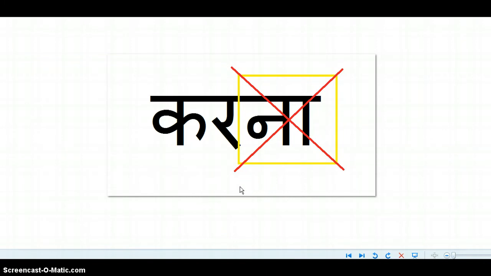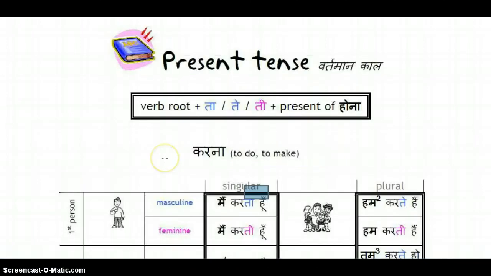What we're going to do with this infinitive form in order to find the root of the verb, we just need to take off the infinitive ending, which is na, and we're left with kar, which is the root of the verb in the case of karna. So with kar, I can make all of the tenses, except for irregular tenses, which is not the case of the present tense, as I told you.